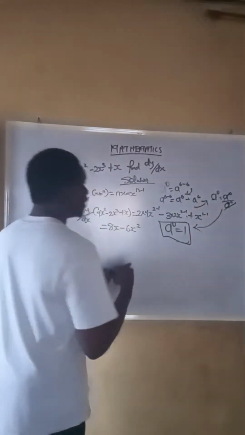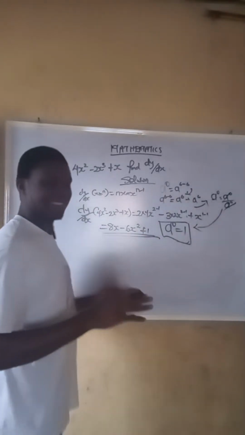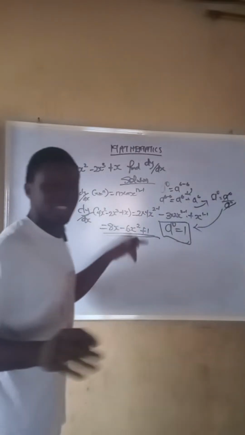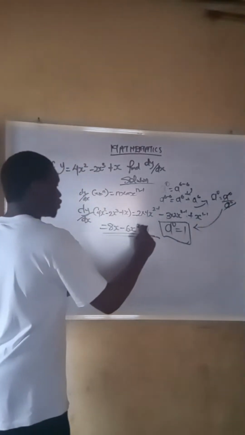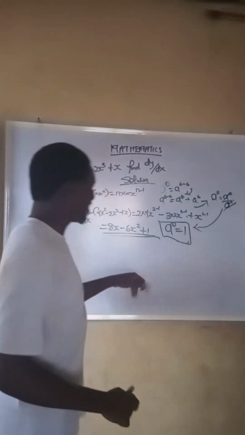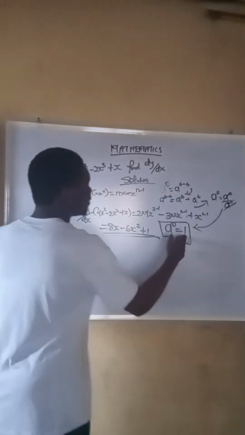So now moving on, we have plus 1 here. This is the answer. Simple and short. 8x minus 6x to the power of 2 plus 1. Can you see that? Did you see that? So that's how this formula is gotten.